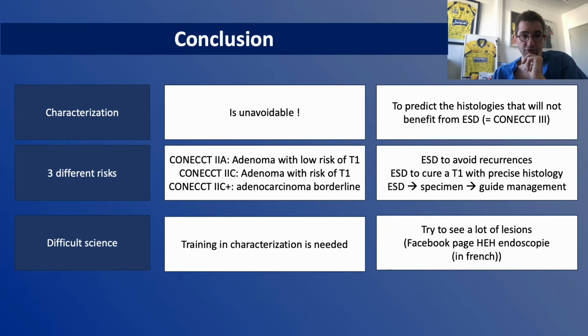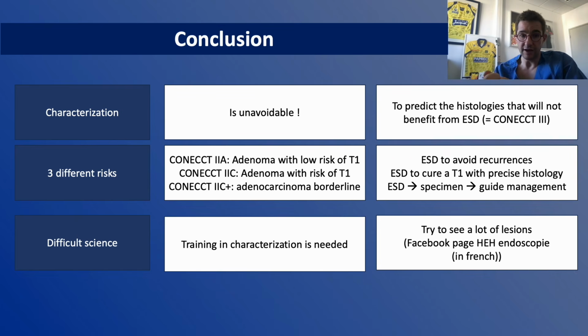So finally, to summarize, characterization is totally unavoidable for endoscopists who want to perform ESD, because we should predict histology, at least to predict the different lesions that will not benefit from ESD. It means the lesion with only benign component and the lesion with deep invasive cancer over T2, connect 3. There are 3 different risks of T1 cancer. The connect 2A lesion, it means the granular LST with homogeneous type, which have less than 1% of T1 cancer.